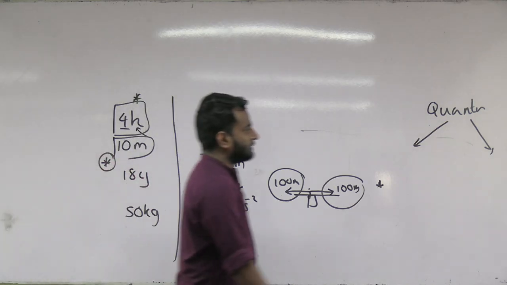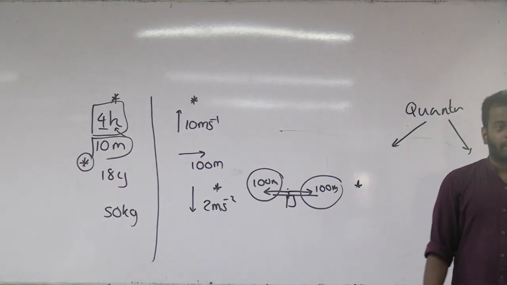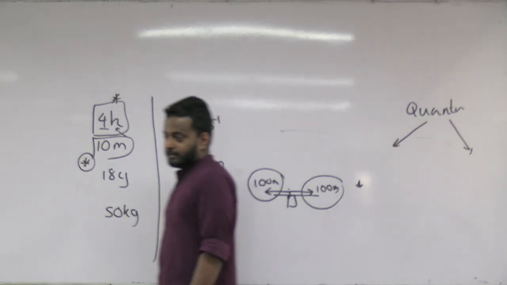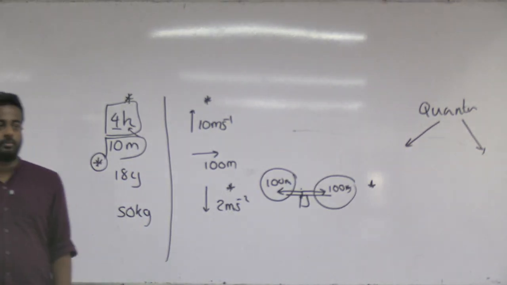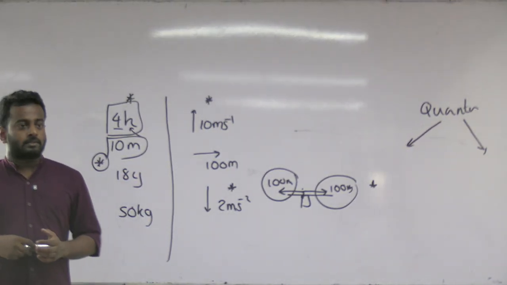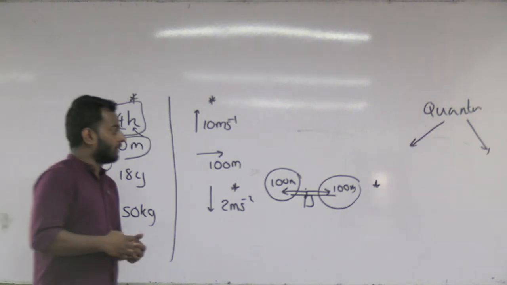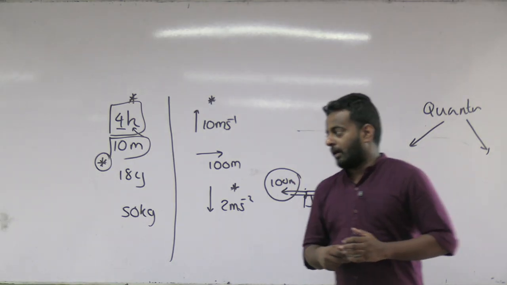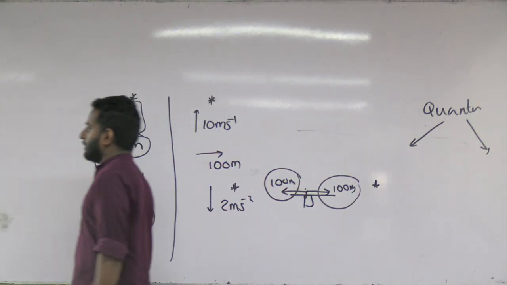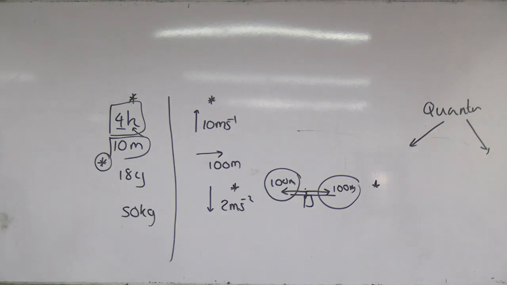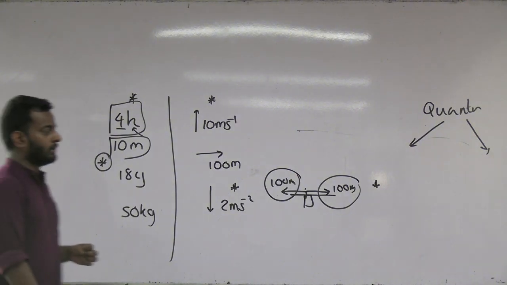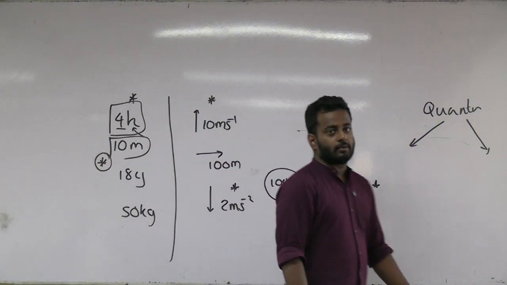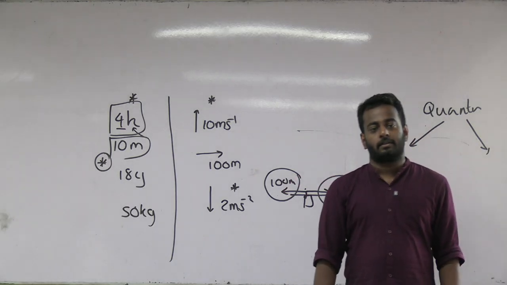Quantities: scalar quantities, type 1, and vector quantities, type 2. Under scalar quantities, we'll write: quantities with only a magnitude are called scalar quantities.